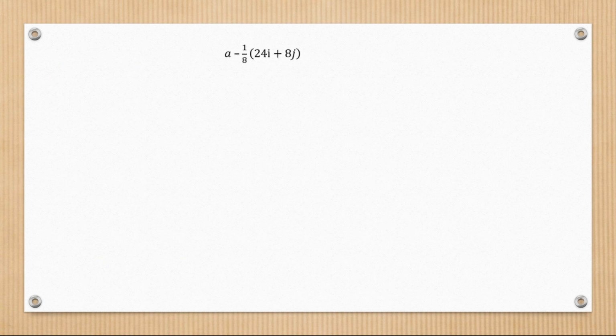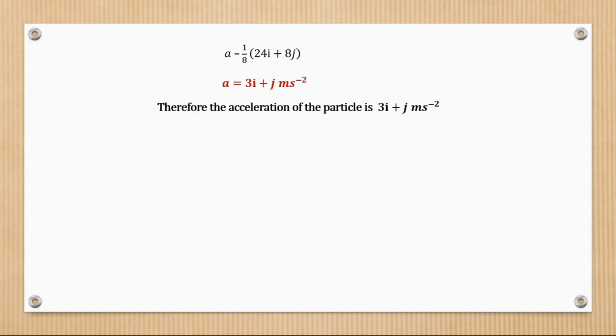So now I'll divide both sides by 8, and then I'll have a as 3i plus j meters per second squared, and that is the acceleration. So therefore the acceleration of the particle is 3i plus j meters per second squared.